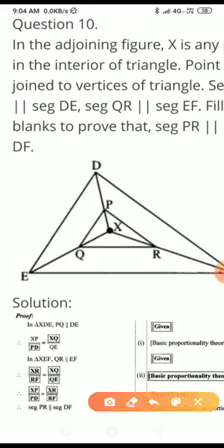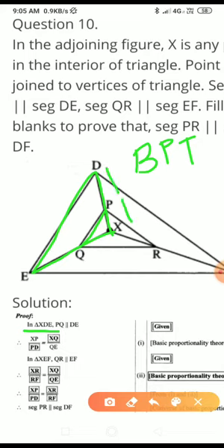So in triangle XDE, we are given PQ parallel to DE. If PQ is parallel to DE, we can apply the basic proportionality theorem, that is BPT. So according to BPT, what is the formula? XP upon PD is equal to XQ upon QE, according to the basic proportionality theorem.